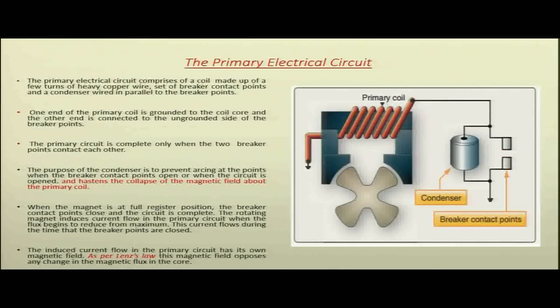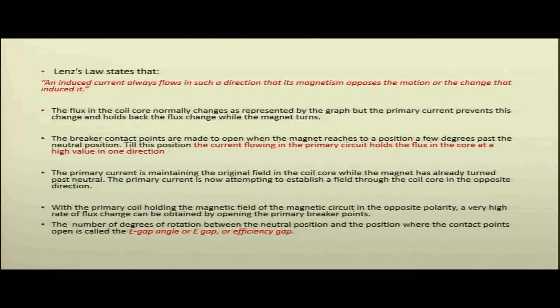The induced current flow in the primary circuit has its own magnetic field, but as per Lenz's law, this magnetic field will oppose any change in the magnetic flux in the core. Lenz's law states that an induced current always flows in such a direction that its magnetism opposes the motion or the change that induced it. So, this is just to brush up our old physics laws.